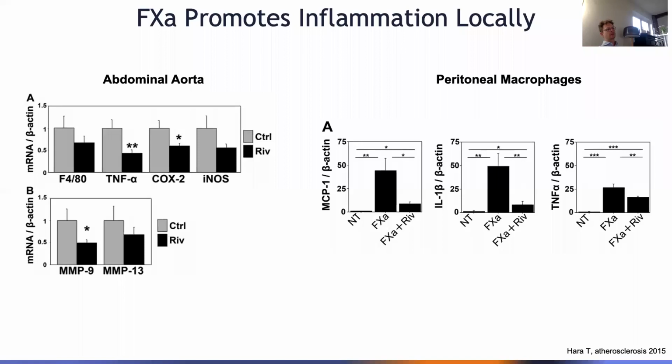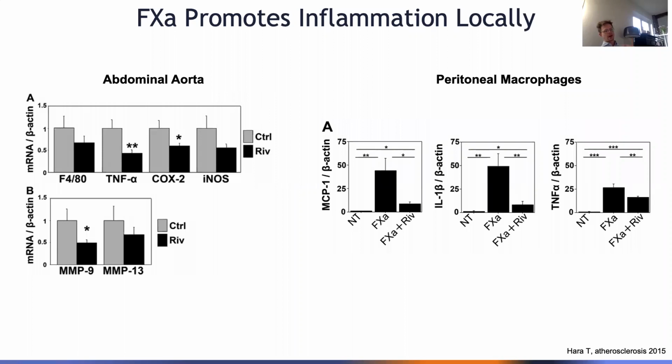Then they turned it around. They looked at peritoneal macrophages that they treated with factor 10A, and they found an increase of inflammatory markers like MCP1, IL-1 beta, and of course also TNF-alpha, which they were able to inhibit with rivaroxaban. That shows that there's no contamination, for example, with LPS. So this really shows that factor 10A does the trick on these macrophages. So definitely, again, a link between inflammation and thrombosis, at least coagulation.